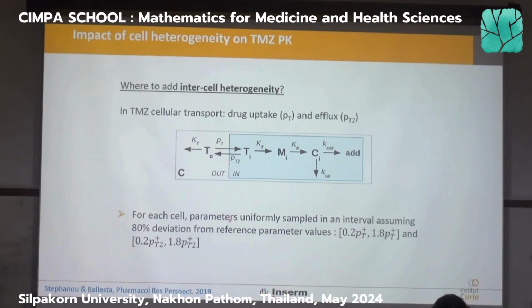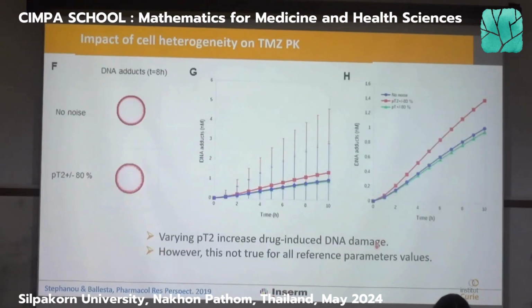So the way that we have chosen PT and PT2, so PT is for the uptake, going towards the cells, and PT2 is for the efflux, going outside of the cells. We chose them by sampling uniformly on specific domains, which is basically having an 80% deviation from the reference parameter. And the reference parameter is the one that was estimated in the in vitro setting. Okay, so we do that, and then we run again the simulations.